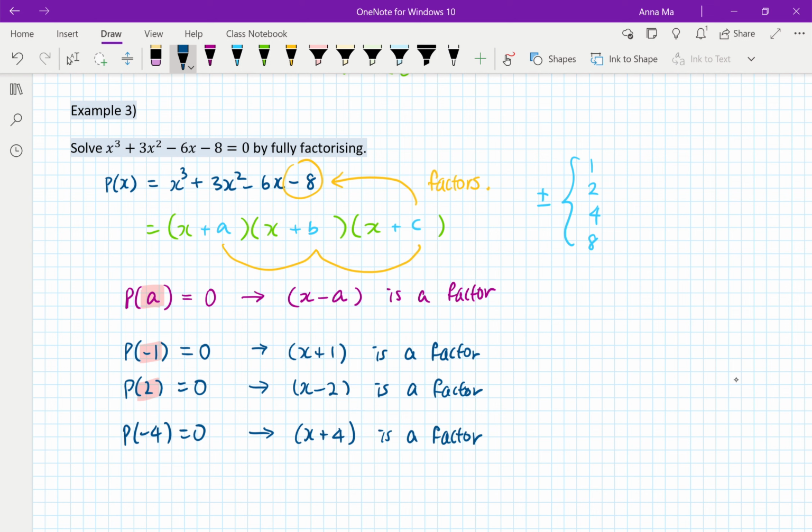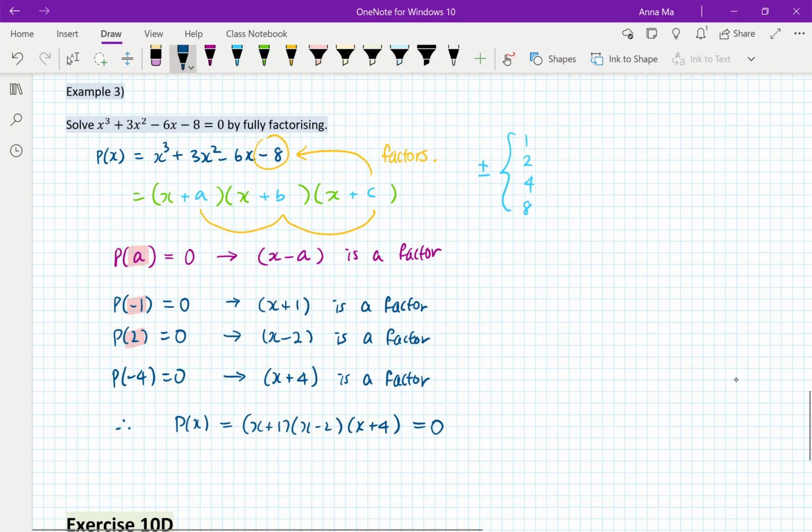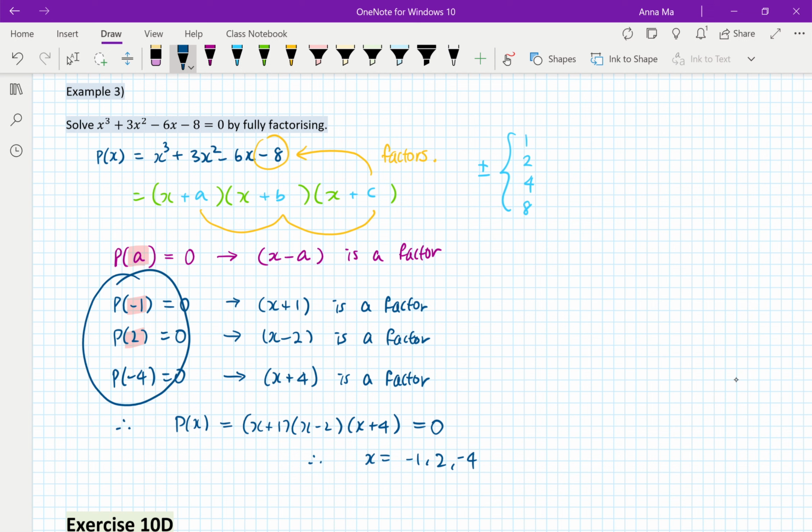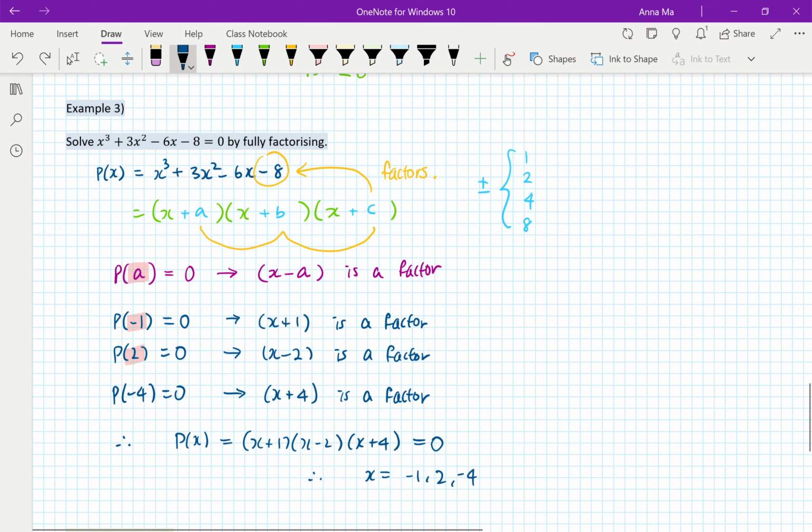So then I can rewrite the P of x as x plus 1, x minus 2, x plus 4. So then solving for this equal to 0 is going to be easy. X has to be -1, 2, -4, which are pretty much the numbers that I've substituted. So I already knew that these were the zeros of the polynomial, but it's for the sake of using the factor theorem. And that is it for this exercise.